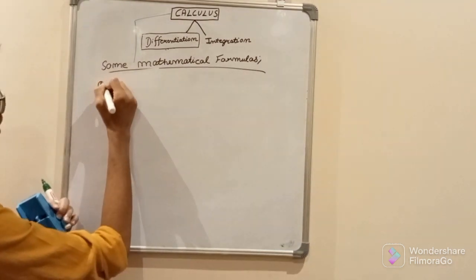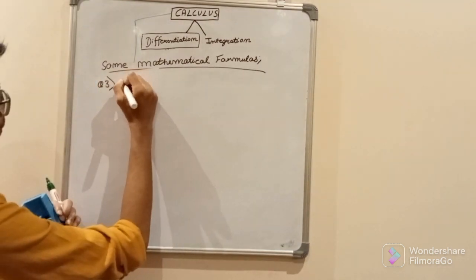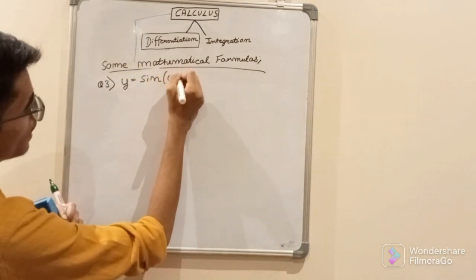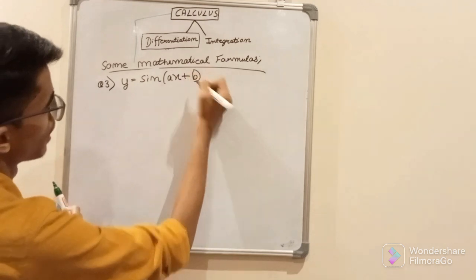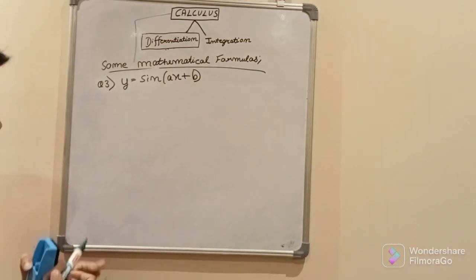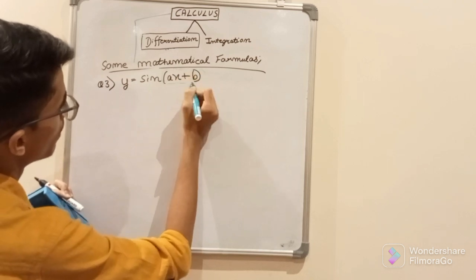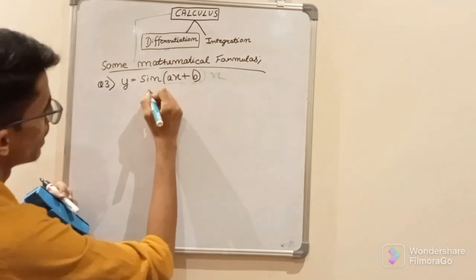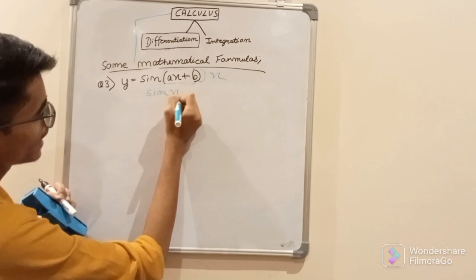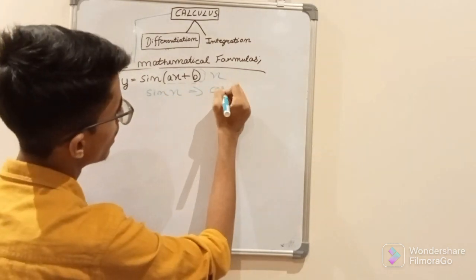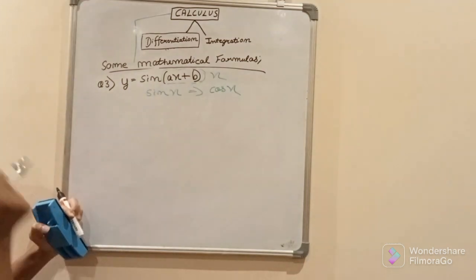Next question. Let's say y is equal to sine ax plus b. Now if we assume this entire term as x, then it is sine x, and we know the differentiation of sine x is cos x.